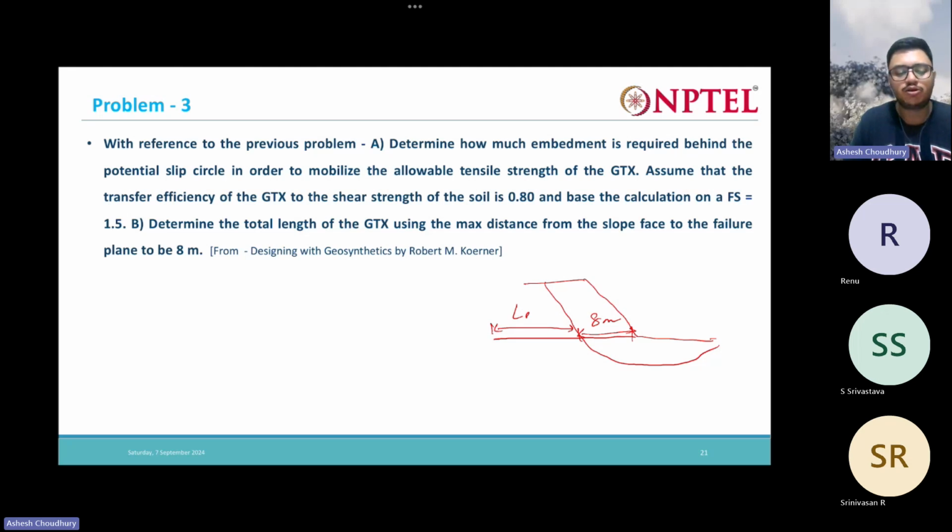It's very easy. You already know how to calculate the embedment length, right? You need to equate the mobilized shear resistance to the allowable tensile strength. Just equate the shear resistance that is mobilized to the allowable tensile strength, then you will be able to find it out. Just try to calculate this.